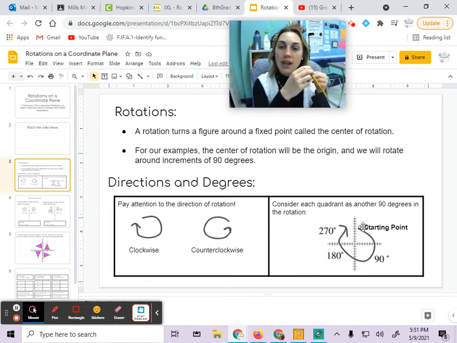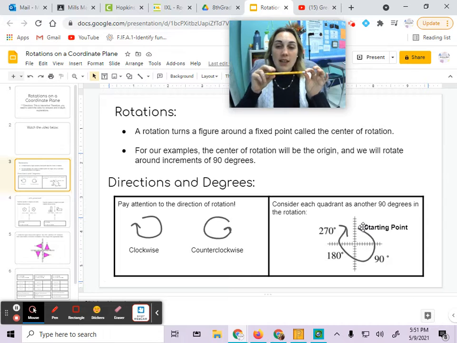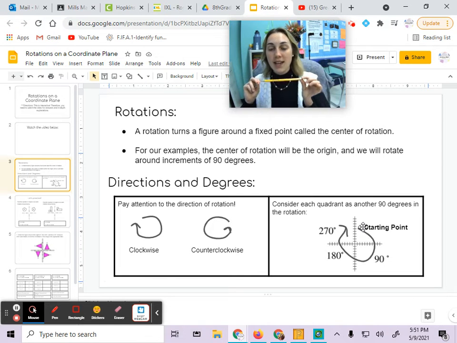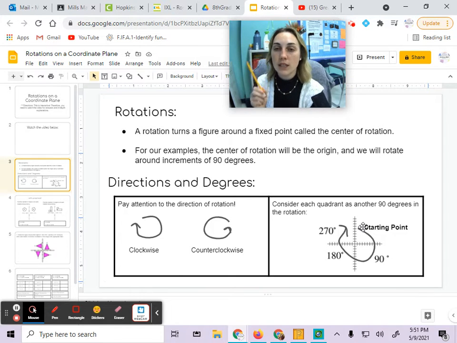If we move it one more time, that would be a 180-degree rotation to the next quadrant. And then if we rotate it again, that's 270 degrees. And then last but certainly not least, if we moved it one more time, we are back to where the image originally was. That will be 360 degrees. So each quadrant is 90 degrees in a rotation.